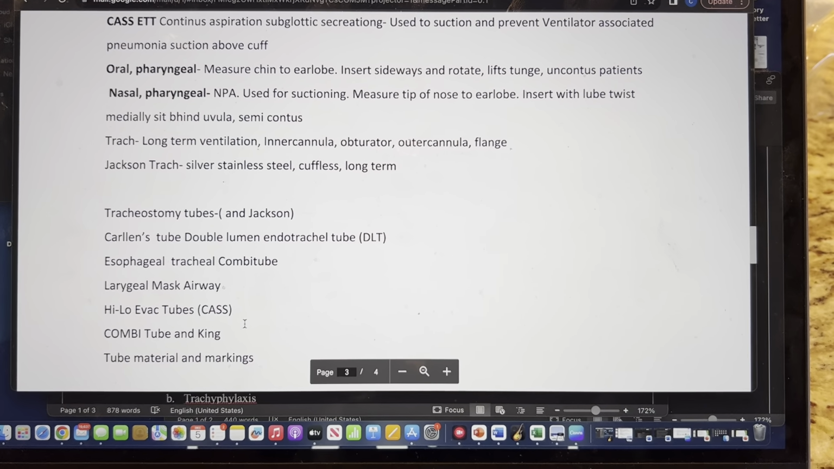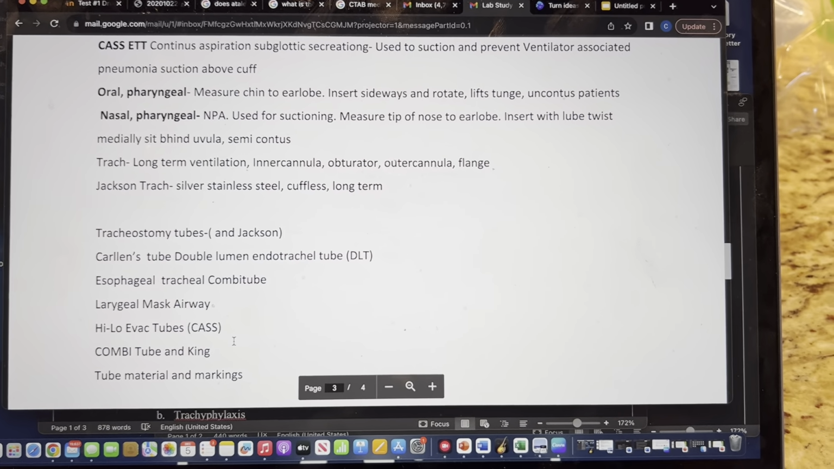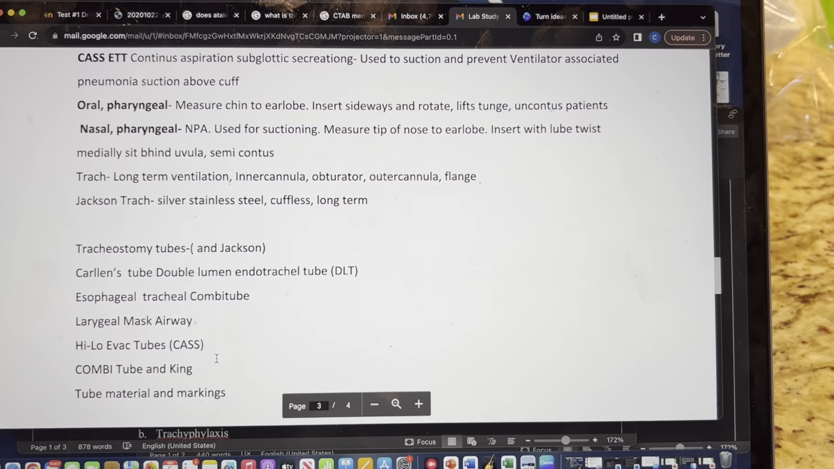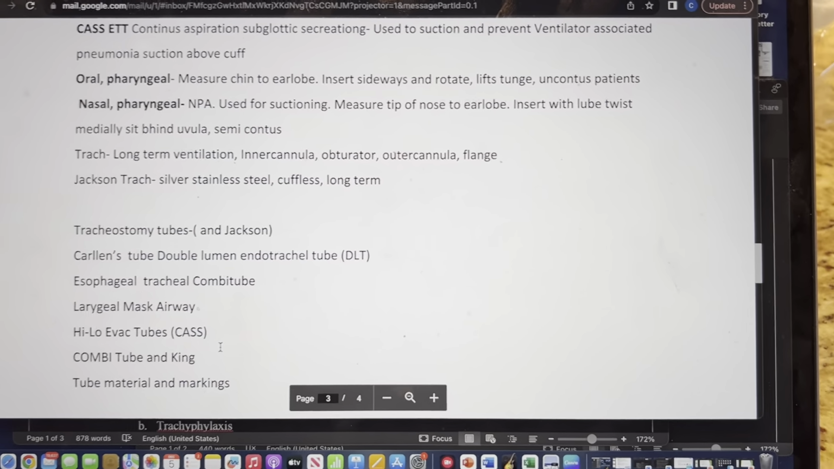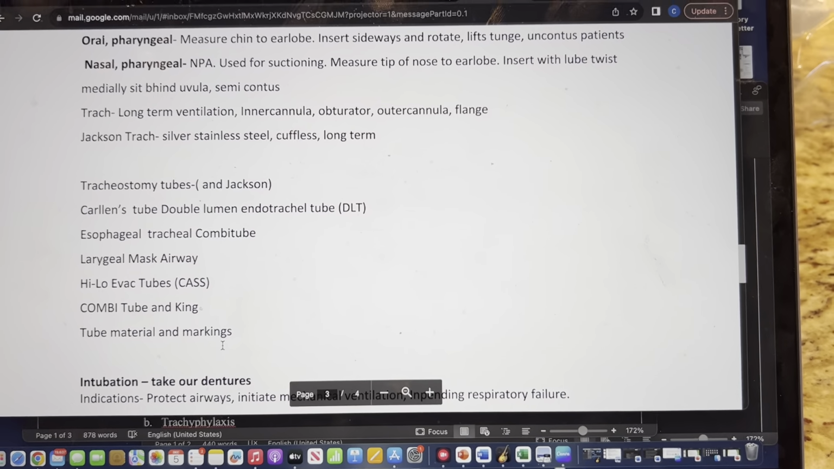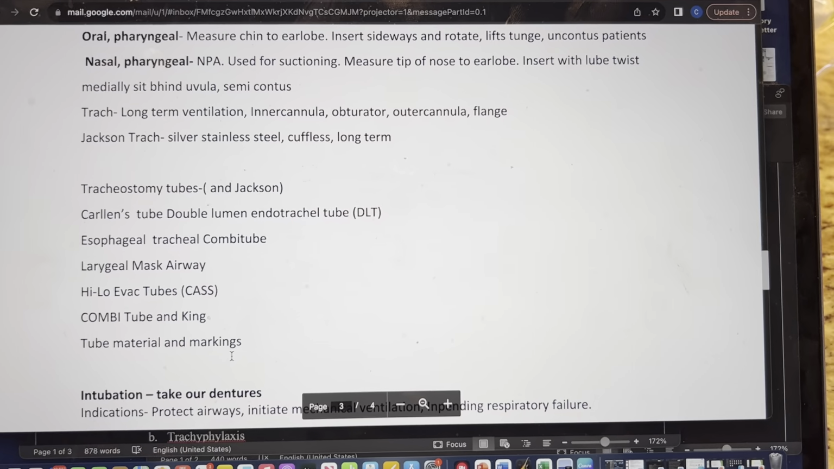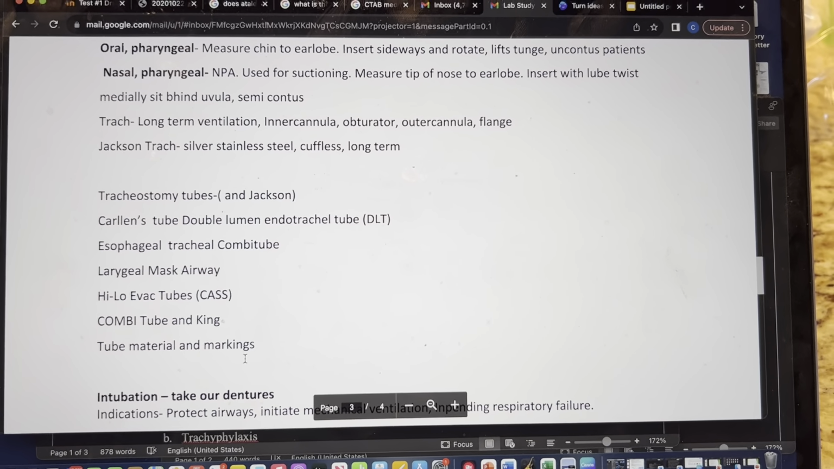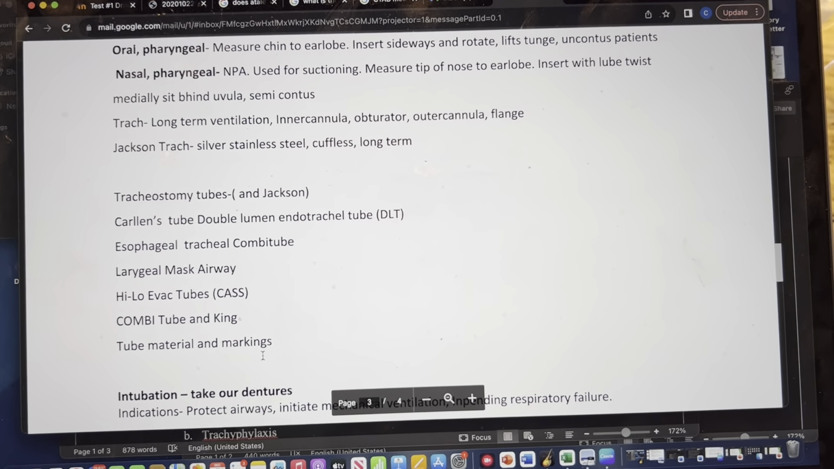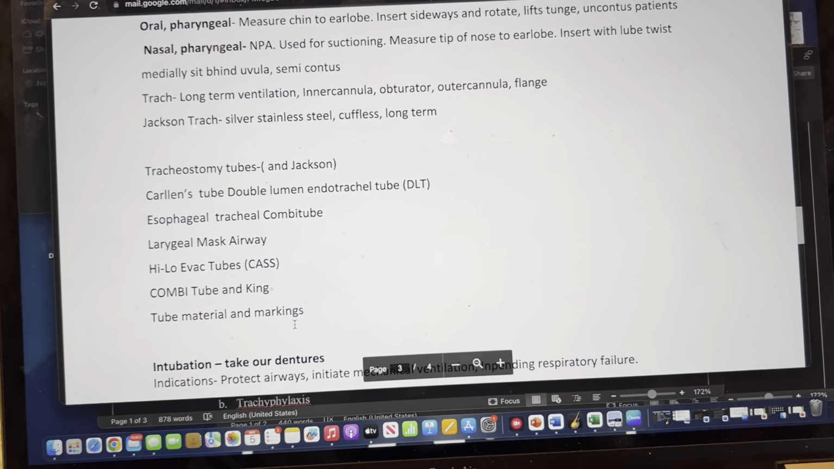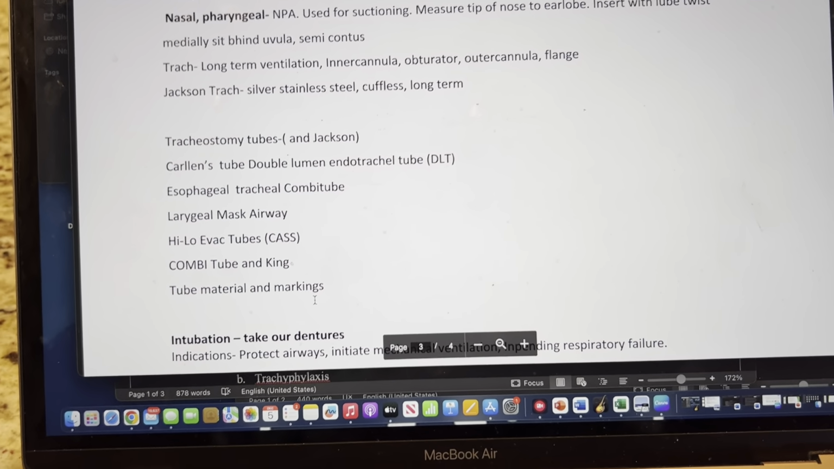Oral pharyngeal airway measures from chin to earlobe. Insert sideways, rotate, lift tongue, on unconscious patients. Nasal pharyngeal airway is used for suctioning; measure tip of nose to earlobe. Insert with lube, twist medially. When the nasal pharyngeal airway is in right, it sits right behind the uvula, and is used in semi-conscious patients.